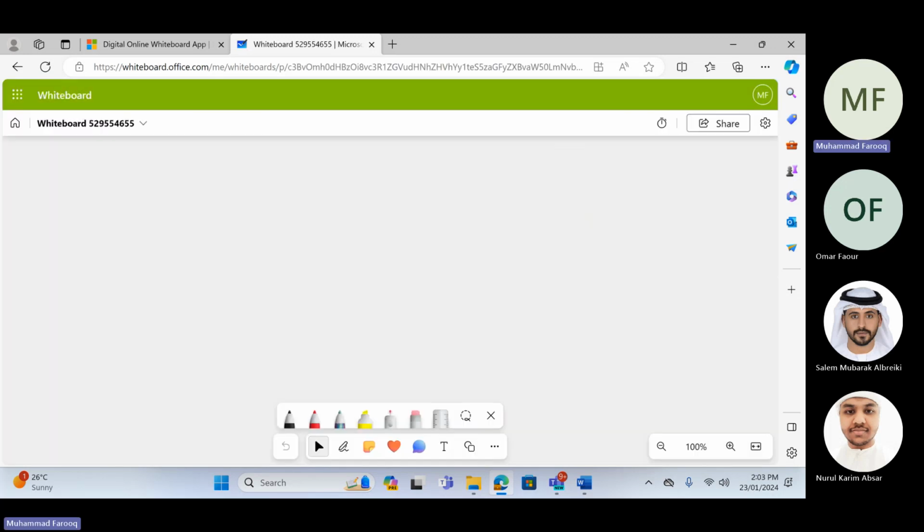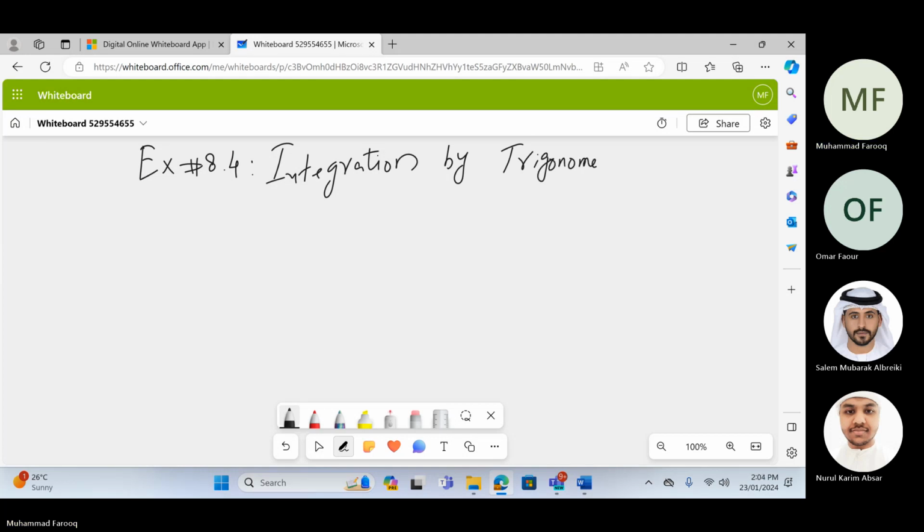So exercise number 8.4. Now we learn one more technique of integration. It is substitution, but which substitution? Trigonometric. So integration by trigonometric substitution.